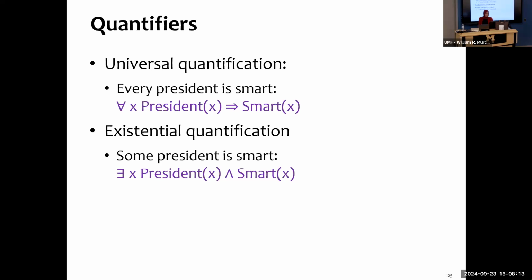Okay. Next, we have the quantifiers we were previously introduced to. The universal one, which is for all: every president is smart. We can illustrate this in first order logic, which is for all x, president of x implies smart of x, okay? And existential quantification means exists: there exists x, president x, and at the same time this x that exists is smart, okay? So these are two quantifiers.